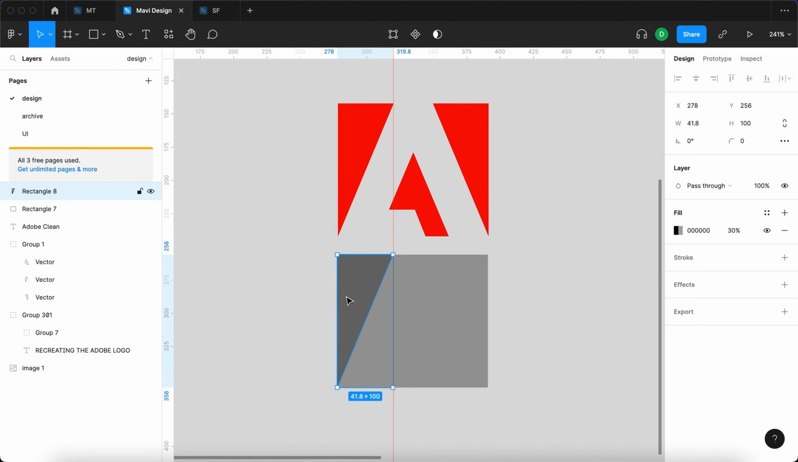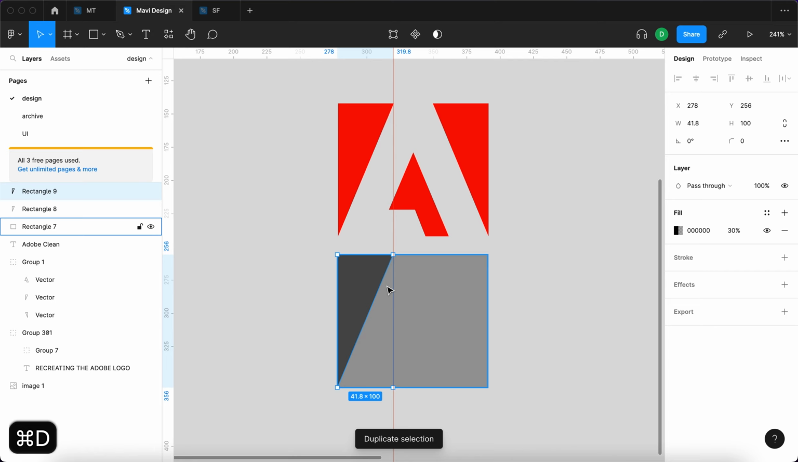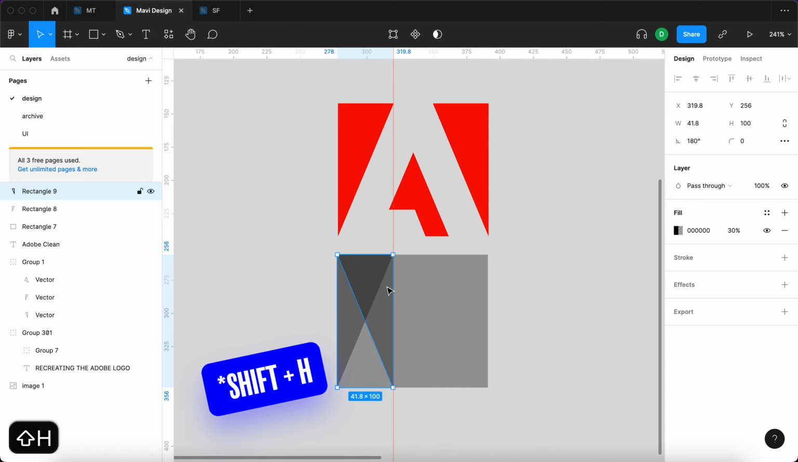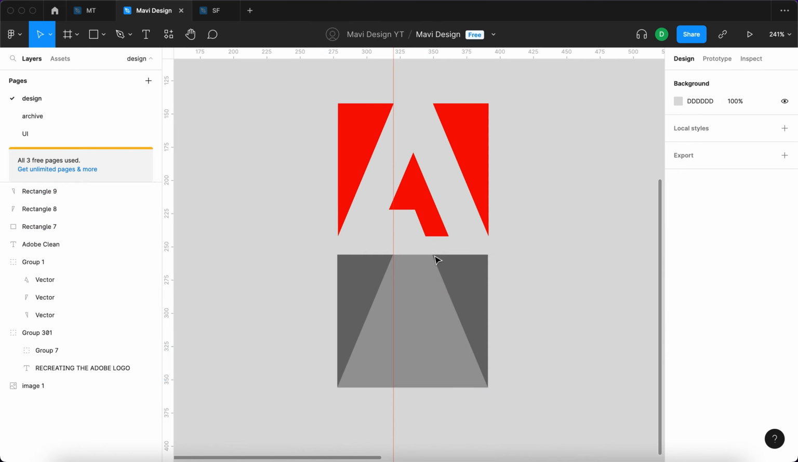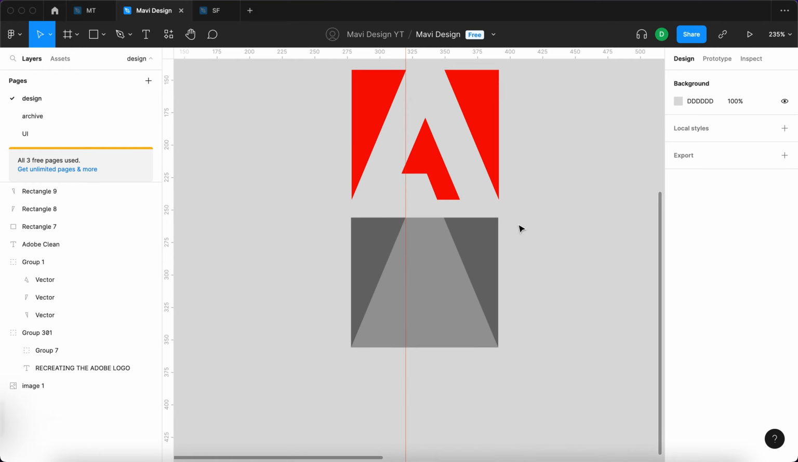So let me press Command D with this triangle selected, flip it by pressing Command H, and then select this new triangle and this rectangle, and press Option D to align them to the right. Right, so you can see that we are starting to approach the general shape of the logo. Now let's quickly think about another assumption we can make about the geometry of this logo.